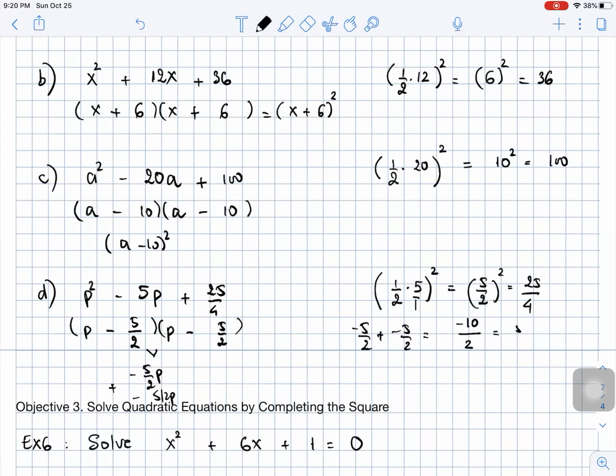Now we check the middle terms again. We got 5 over 2 p, and then minus 5 over 2 p. 5 over 2 added to negative 5 over 2. The LCD is 2. And then we add the numbers on the top, which is negative 10. Then negative 10 divided by 2 is negative 5. So that is negative 5p. That's what we're looking for in the middle. Then we can write p minus 5 over 2 squared.